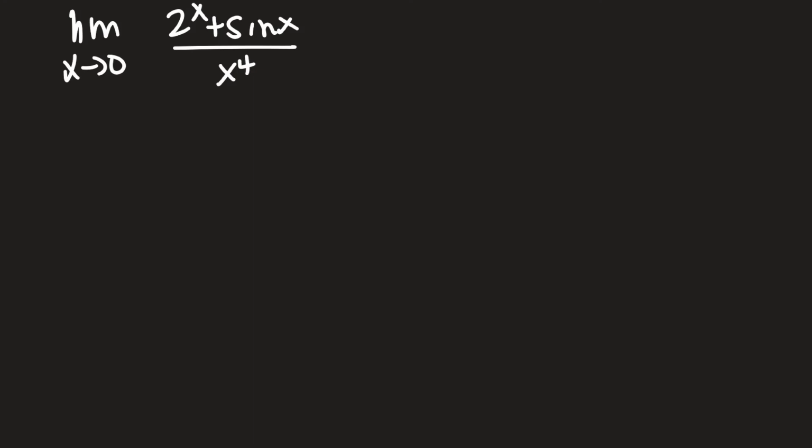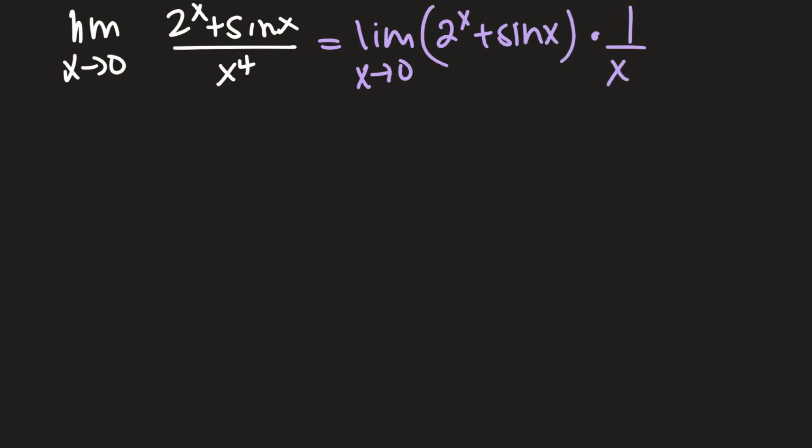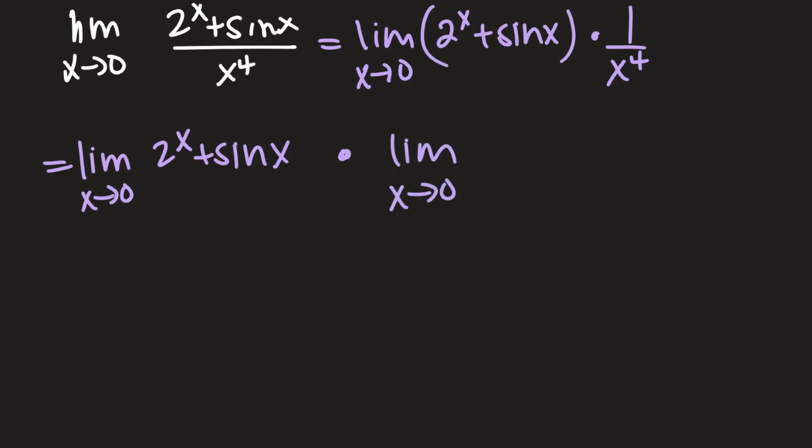So I can then turn around and use the product rule if I write this as a product. So I have the limit as x approaches 0 of 2 to the x plus sine x, times 1 over x to the 4th. Now I have a product, and I can use the product rule because there's no restriction on the product rule. So that means that the limit of the product is the product of the limits. So I have the limit as x approaches 0 of 2 to the x plus sine x, times the limit as x approaches 0 of 1 over x to the 4th.